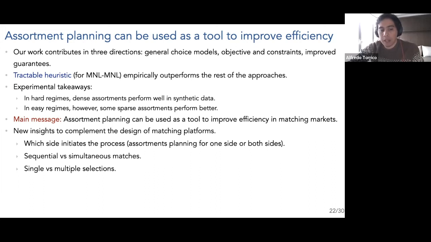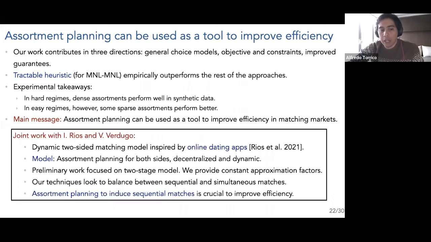Also, in our work, we consider single choices from the participants, but the question is what can happen for multiple choices. In a recent work with Ignacio Rios and Victor Verdugo, we studied a dynamic two-sided matching model that is inspired by online dating apps. This model is dynamic and decentralized as well, and we want to show assortments to both sides of the market. Either side of the market can now initiate the matching process. In a preliminary work, we focus on a two-stage model, and we also provide guarantees for this case.